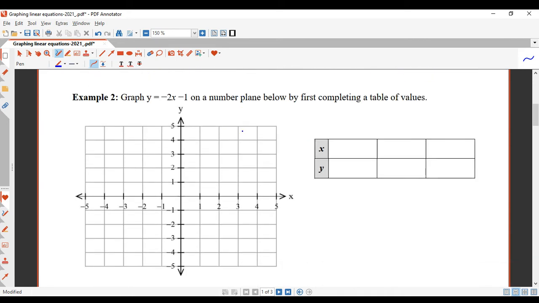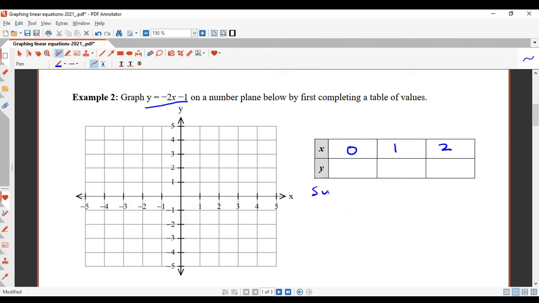Now again, you can choose any numbers you like for the x row. So you could do 5, 6, 7. Trouble is I don't have a 7 on my x-axis. I only go up to 5 here. And the easiest numbers to choose are 0, 1, 2. Okay. So we're going to sub into this equation. Here's my new equation, y equals 2x minus 1.